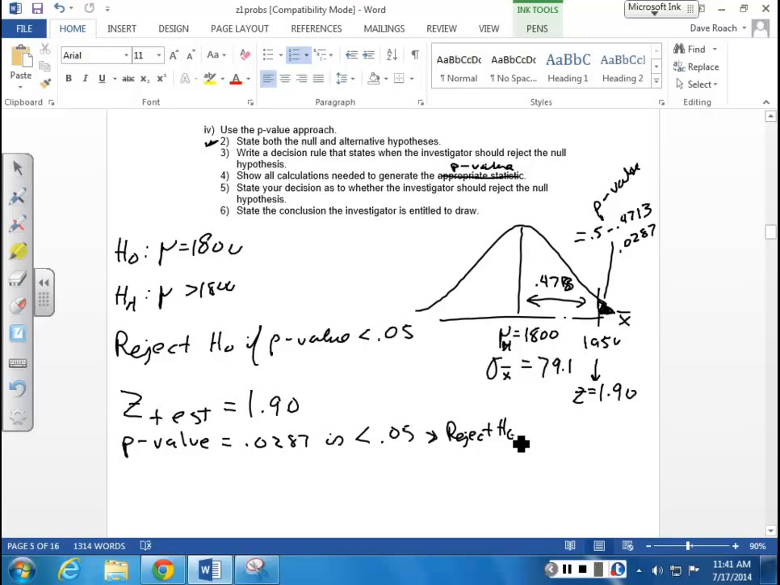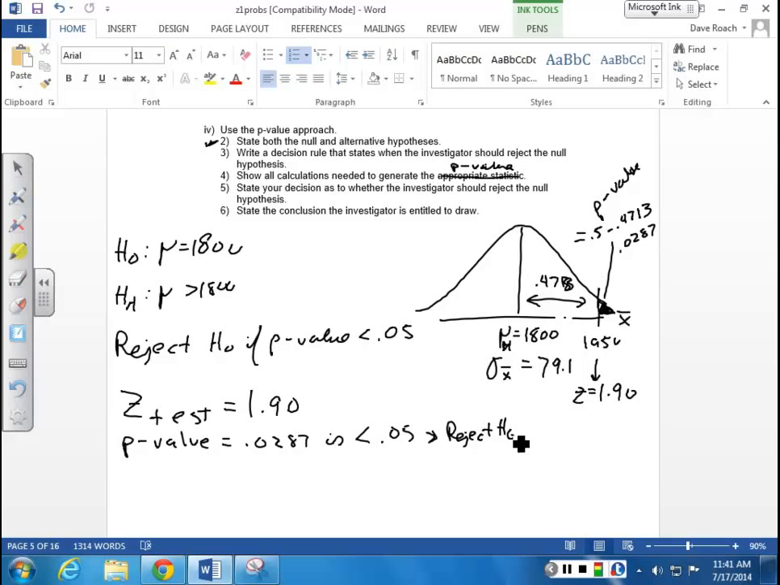So that's our decision. We're going to reject H0 because the p-value is low. It's a lower probability of error than we're willing to accept. We're willing to accept 0.05, but this is a lower probability of error than we're willing to accept. And the conclusion will be exactly the same as it was in the other things.